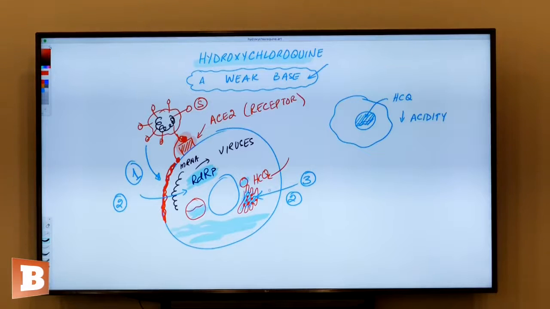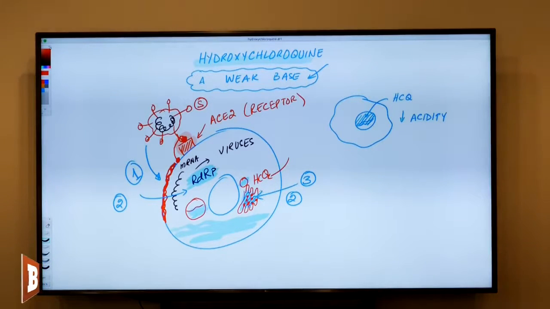So now that the endoplasmic reticulums are not able to work correctly, that means the assembly of the virus cannot occur correctly, or cannot occur. So virus assembly is stalled as well. So that is the third mechanism.